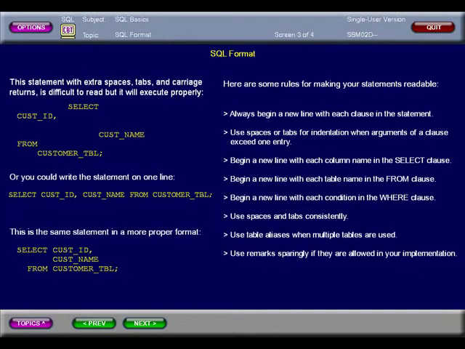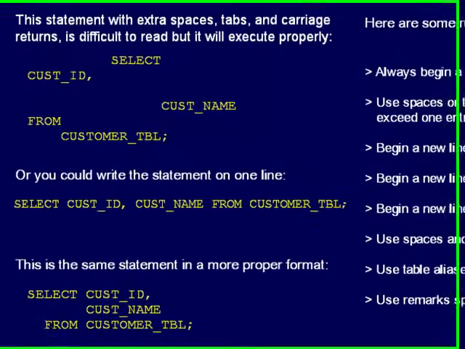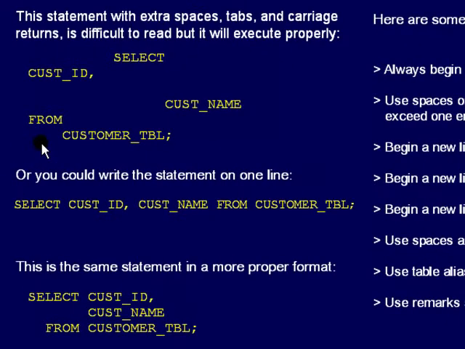Here we see three identical statements with different formatting. The first statement is very scattered. The second statement is all on one line. And the third statement is in a more readable format.